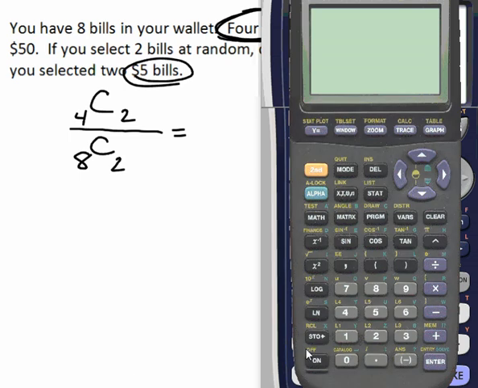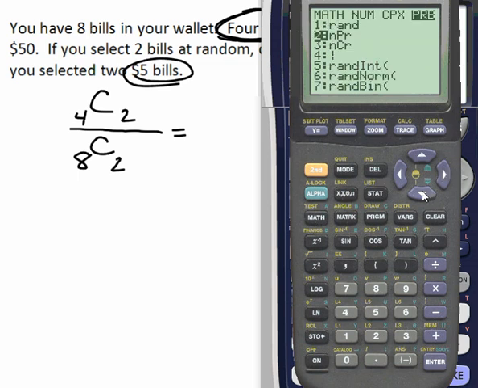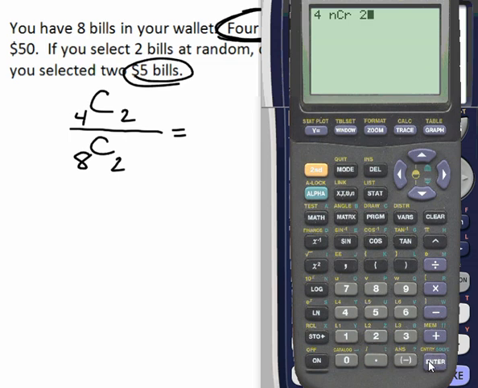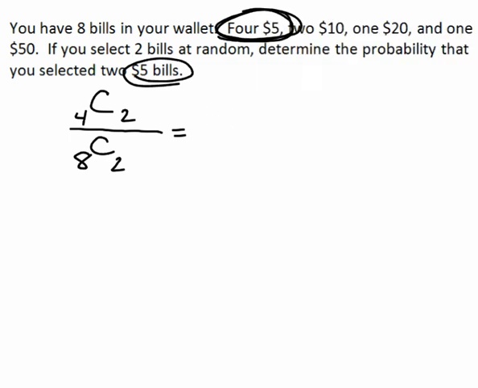So we've got 4C2, so I'm going to put in my 4, and then I'll arrow over, go into math, go over to probability, and then down to nCr, hit enter, and then 2. So 4C2. Of course, you could do this by hand, and these are pretty small.